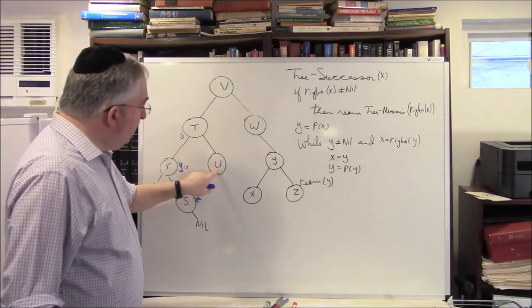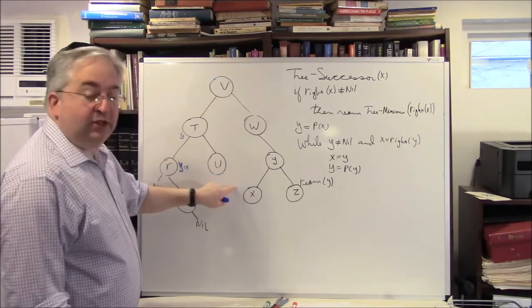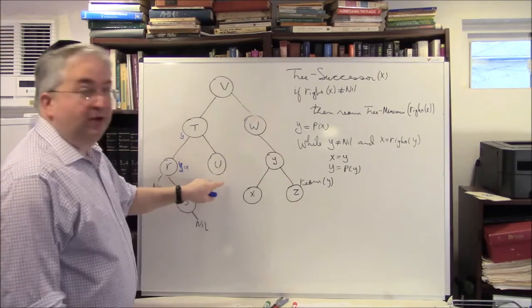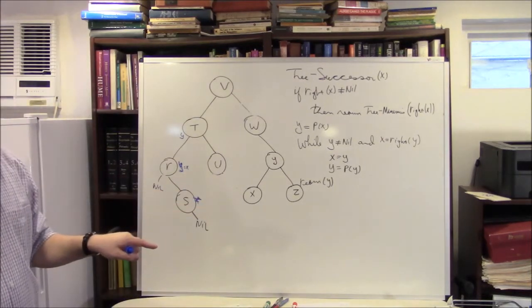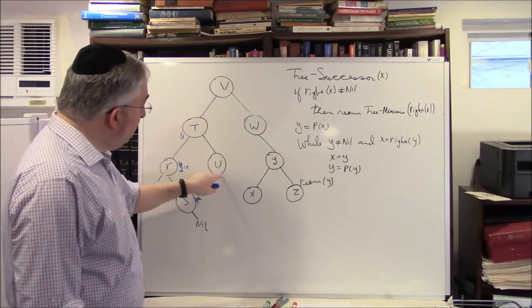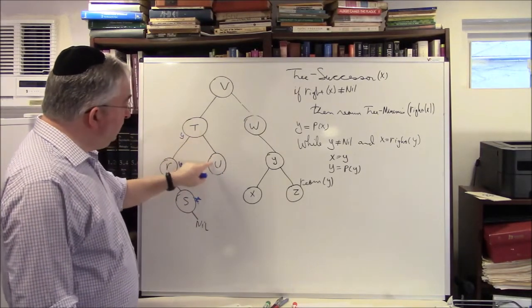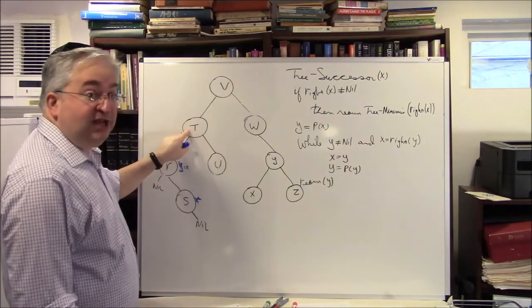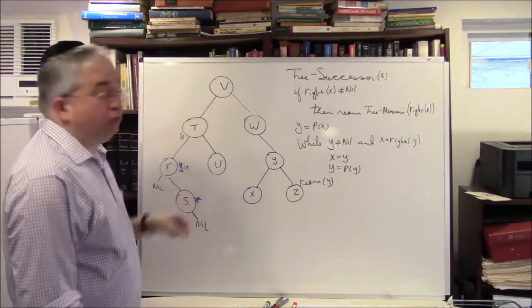Let's go here. u has no child on the right, so you can't do that. You have to do the second part instead. And what you have to do is climb the tree. t is not it, because t is less, but the first ancestor that's more, you do that.